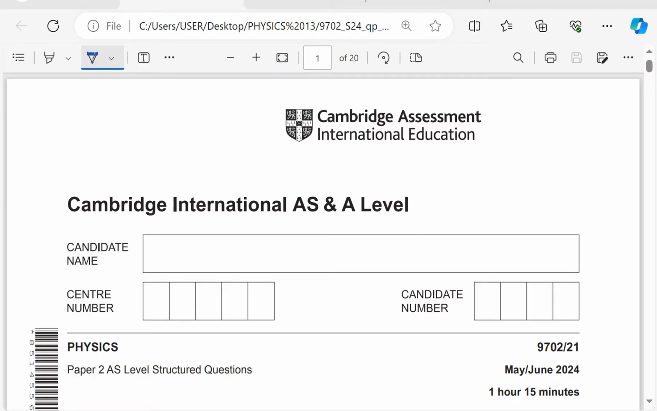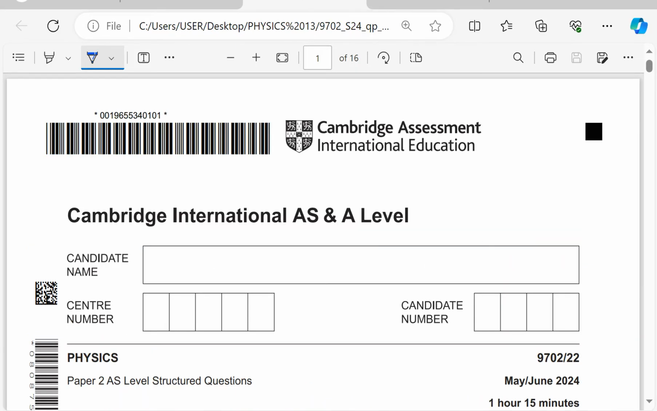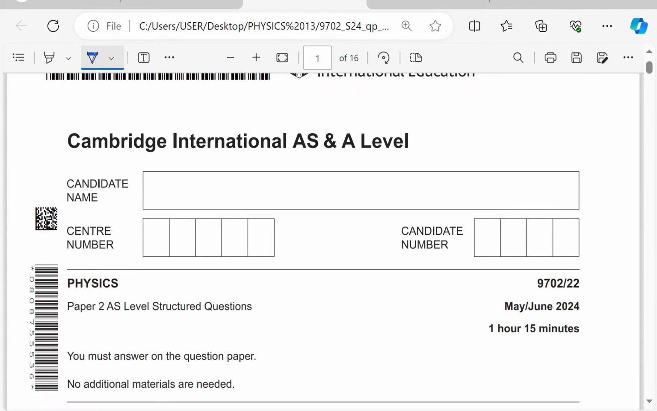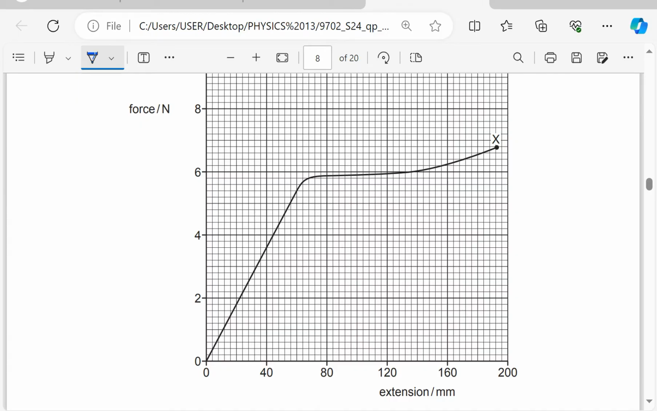So here I have the question papers. I'll solve 2-1. This is May June 2-1. I'll also solve 2-2. This is May June paper 2-2. You can see it is 2-2. I'll also solve 2-3.